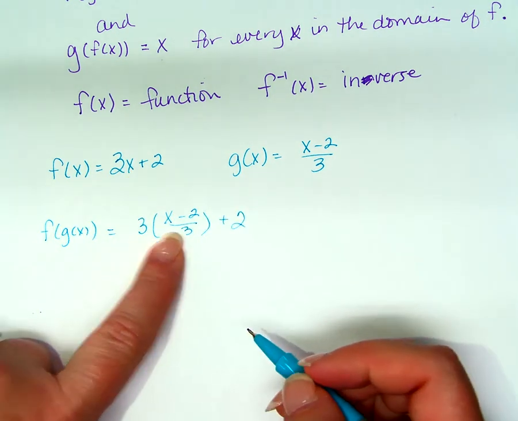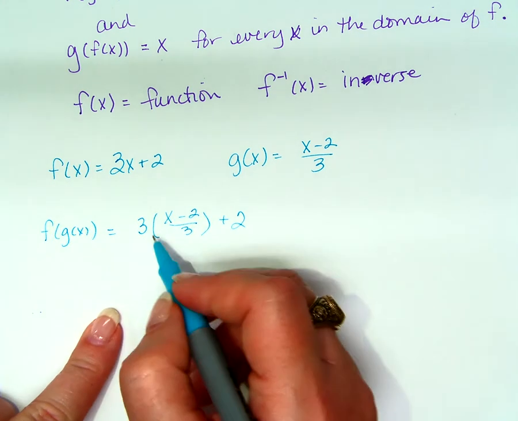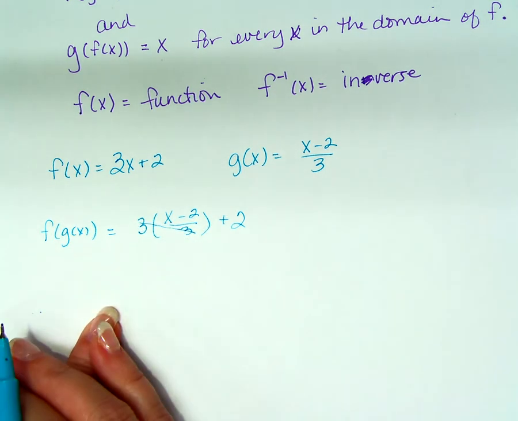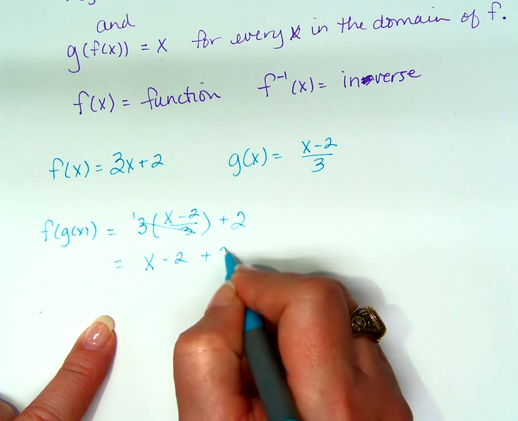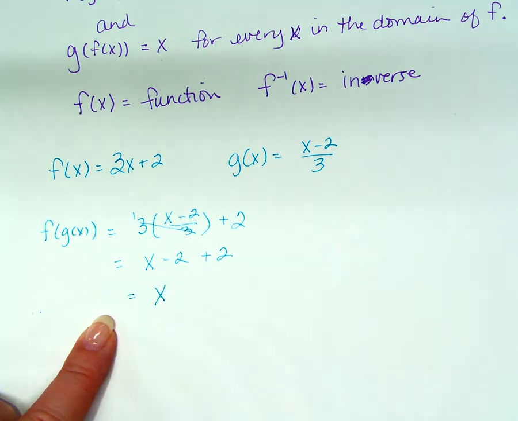3 times g of x plus 2. Well, when I go to simplify that, the 3 cancels, which gives me x minus 2 plus 2, so f of g equals x.